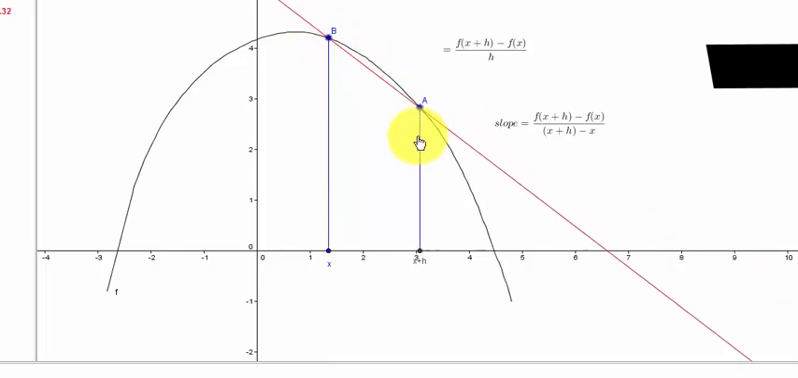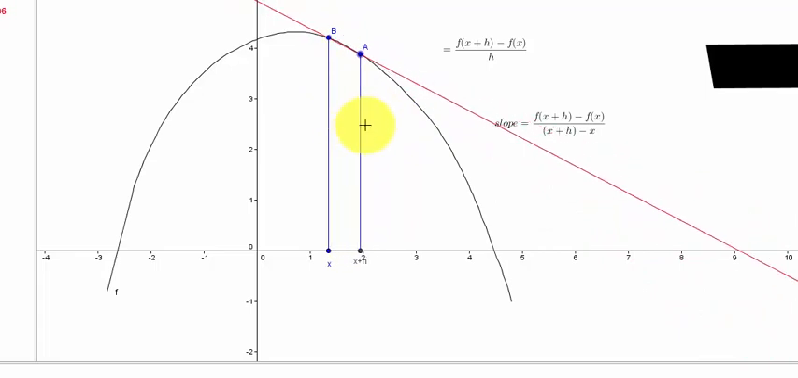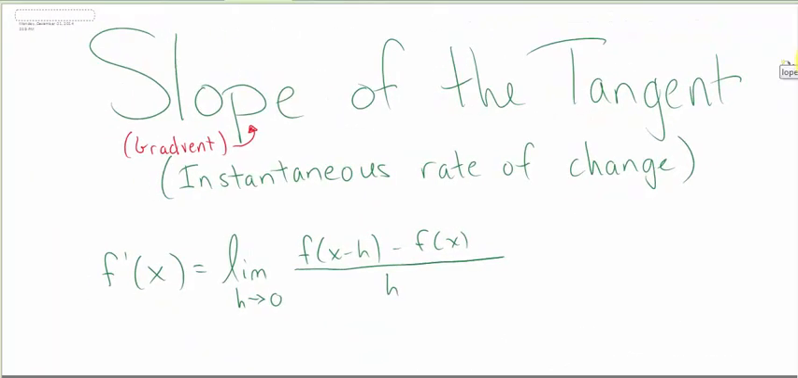So what do we do when we want something to become smaller and smaller and smaller? Well, I'm glad you asked, because what we're going to do is take the limit as h goes to 0. And this will find us the slope of the tangent line, or you'll see it called the gradient of the tangent to that curve. And this is an instantaneous rate of change.